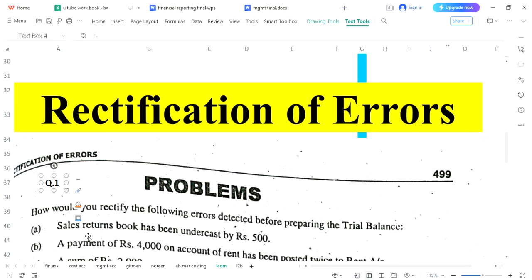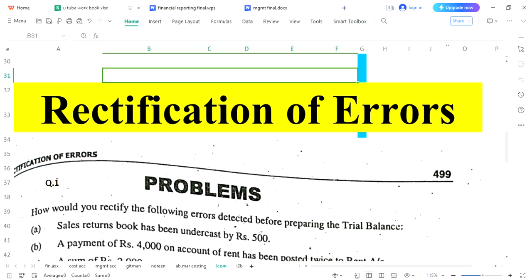Hey guys, hopefully everyone is doing well. Today's target is to solve question number 1. This is your first question. The chapter which we are related with is rectification of errors.